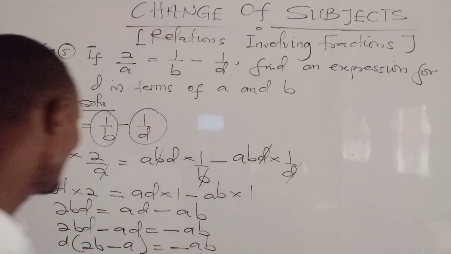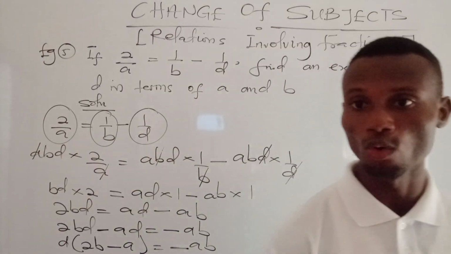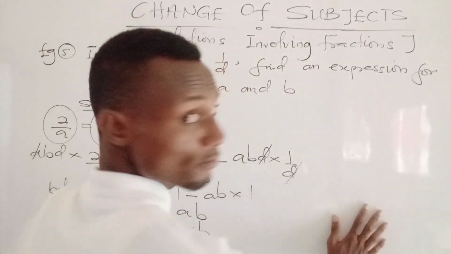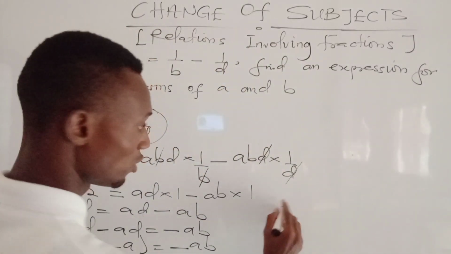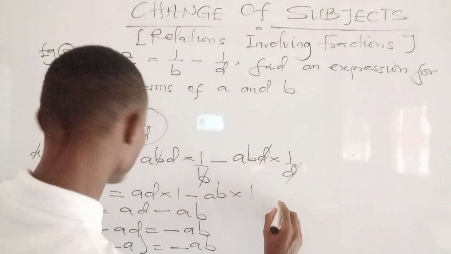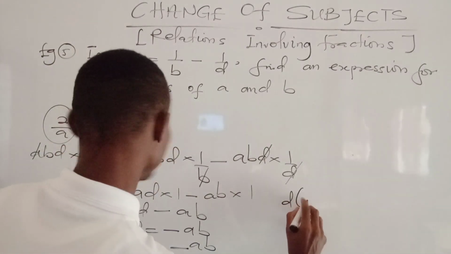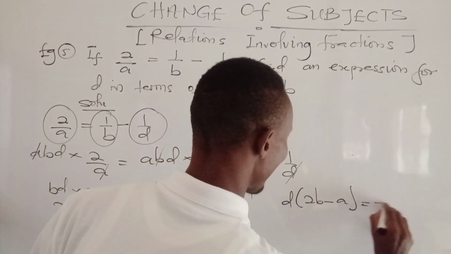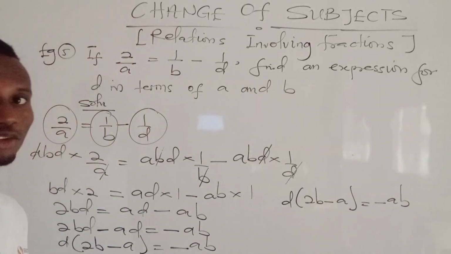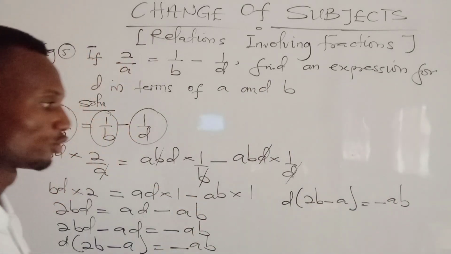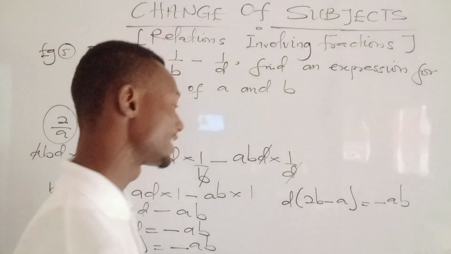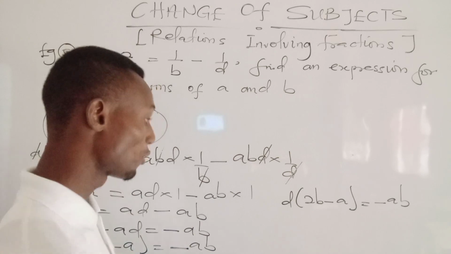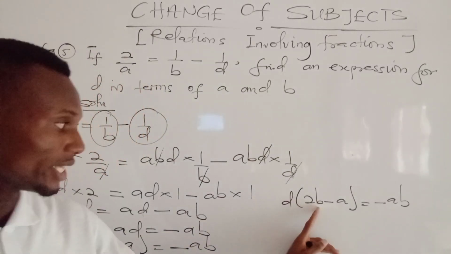From here, we have to make sure that D stands alone in the equation. So we are making D the subject. Let me continue from this side. So I have my D into bracket 2B minus A, bracket close, equals minus AB. We have to make sure that D stands alone. So for us to get D to stand alone, we have to divide through the equation by the coefficient of the D. And the coefficient of the D here is the 2B minus A.